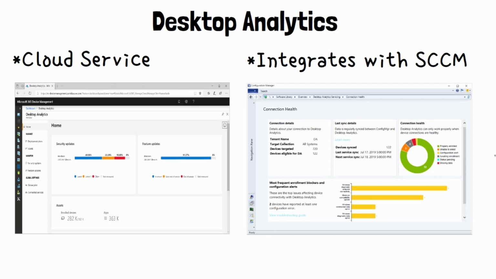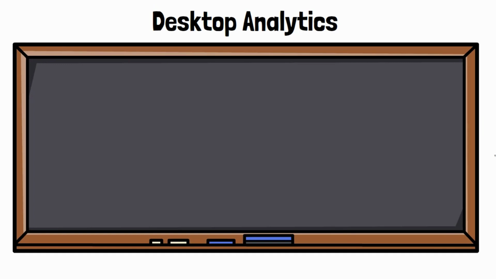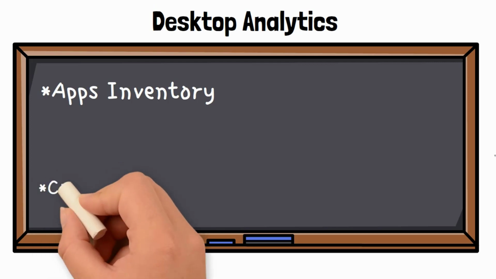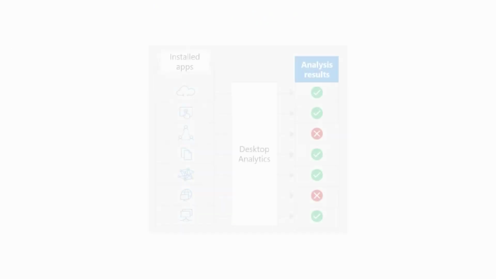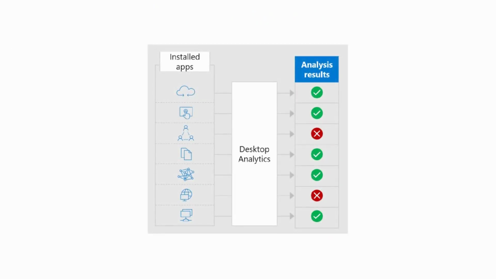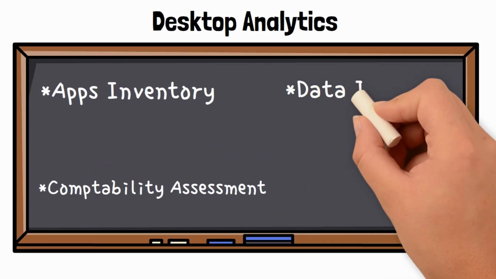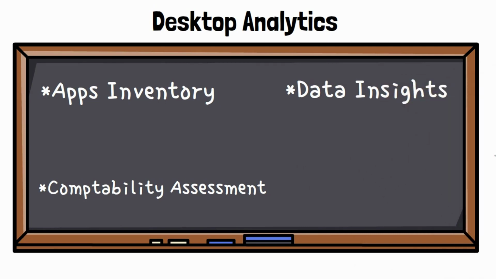Let me list the features that Desktop Analytics can provide. At the beginning, Desktop Analytics can create an inventory of apps and Windows versions running in your organization. By this inventory, you have an overview of all installed applications on the client devices so you can start preparing for the upgrade. It also assesses the application compatibility with the latest Windows 10 feature updates. And it identifies the compatibility issues and gives mitigation suggestions based on cloud-enabled data insights.